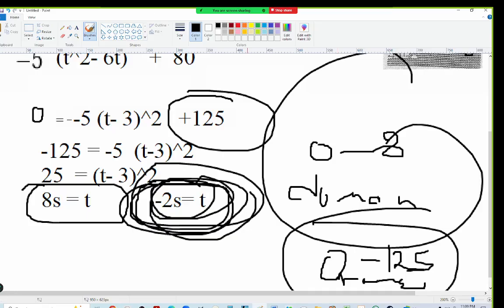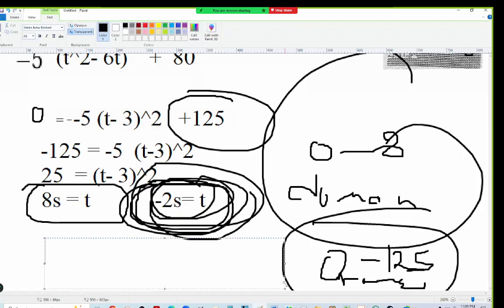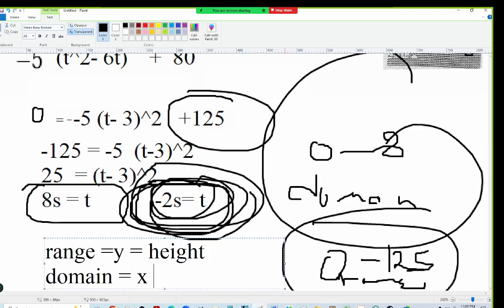So range is always the y values, or the y-axis. In this case, it's height. And domain is always the x values. In this case, it's time in seconds. So we only care about the time that the rock is in flight till it hits the water, which is 0 to 8 seconds. And we only care about the height from when it hits the water, 0 to max.